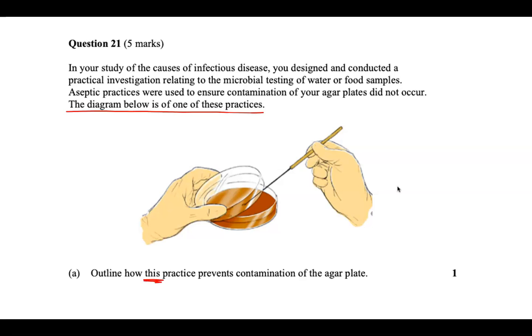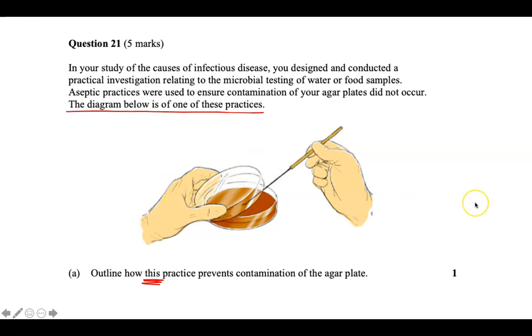And then it's asking you to outline how this practice prevents contamination of the agar plate. So the practice we're looking at here is the lifting of the lid of the Petri dish at a 45-degree angle to then swab on the bacteria or the sample onto the agar plate there. So the answer we were looking for was something about the lifting of the lid at 45 degrees.